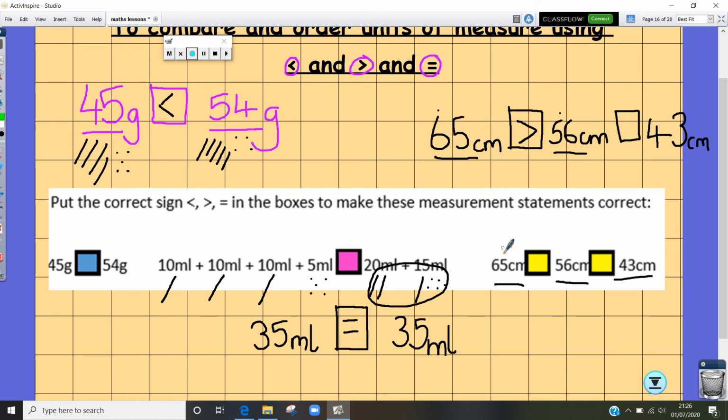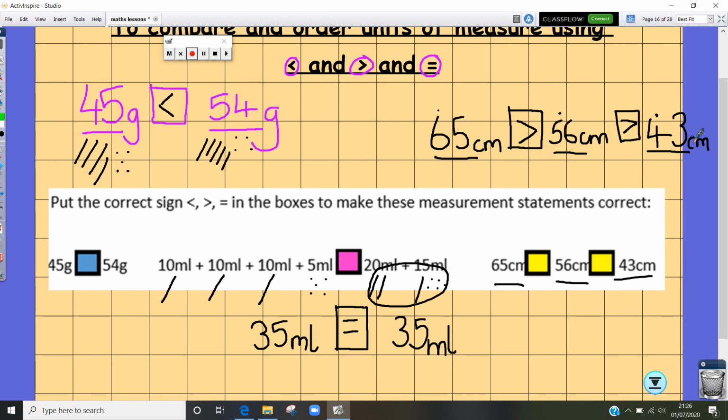Okay? Now, I don't need to worry about the 65 because I've used that one now. I need to focus on the 56 here and the 43 here. So I now need to decide, is 56 larger or smaller than 43? So once again, I know there's 5 tens in this number and there's 4 tens in this number. And I know 5 is larger than 4, so therefore in this box I must have a greater than symbol. So this whole statement says 65 centimetres is greater than 56 centimetres, which is greater than 43 centimetres. So well done if you've managed to get those correct.